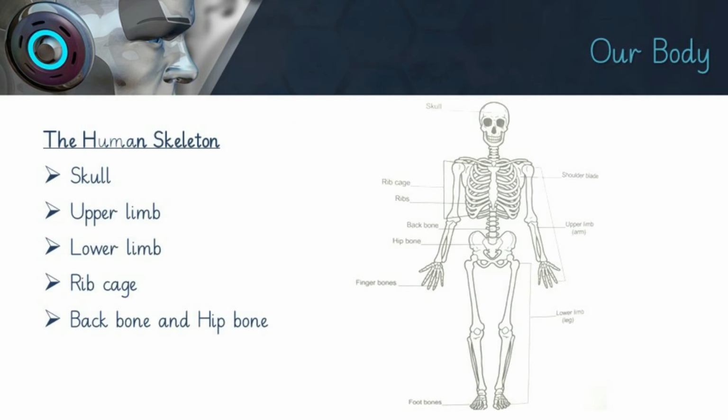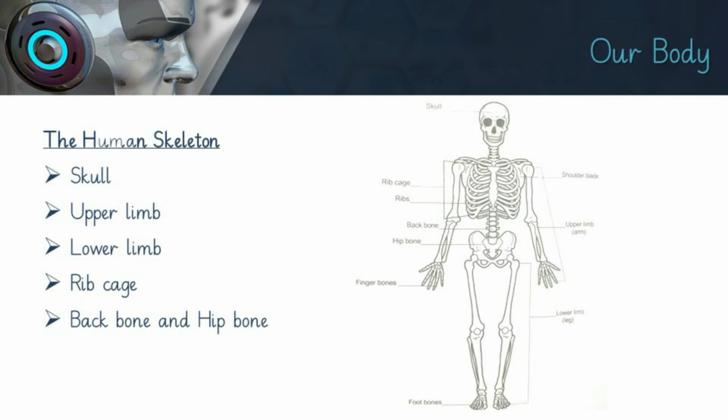The human skeleton. Children, you can see the labeled diagram of the human skeleton on the very right side. Some main parts of the human skeleton are skull, upper limb, lower limb, rib cage, backbone and hip bone. Starting from skull. Skull is hard and tough. It encloses the brain. Brain is a delicate body organ, so it is protected by the skull. Skull is not a single bone, but different small bones fuse together to form the skull.